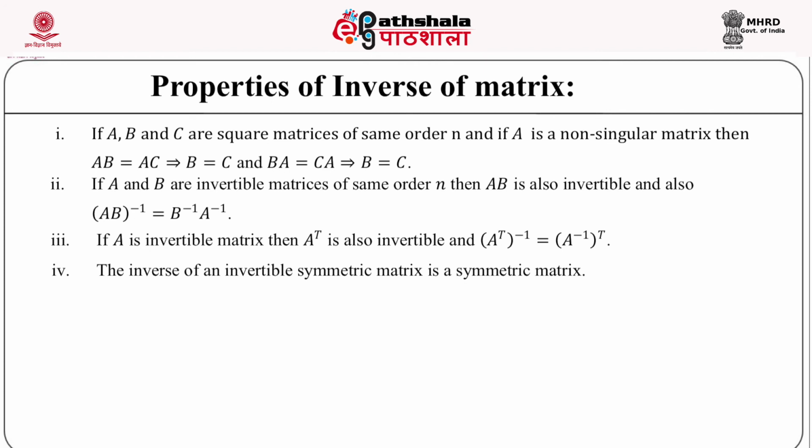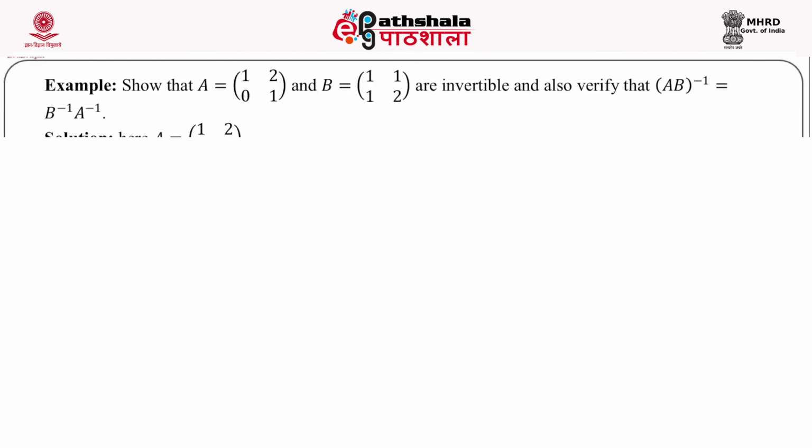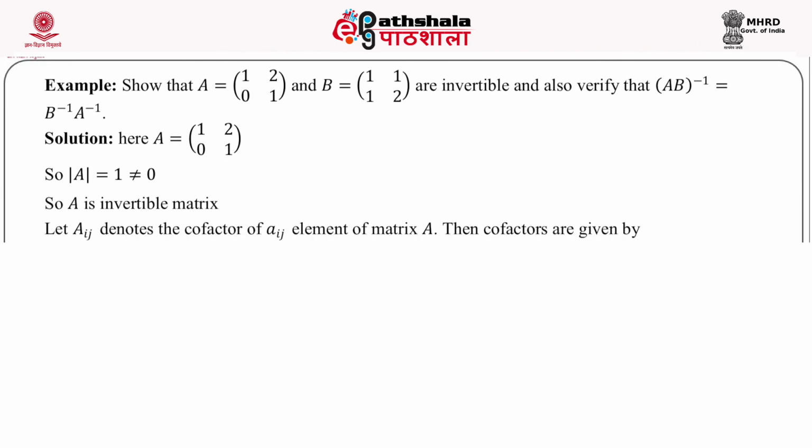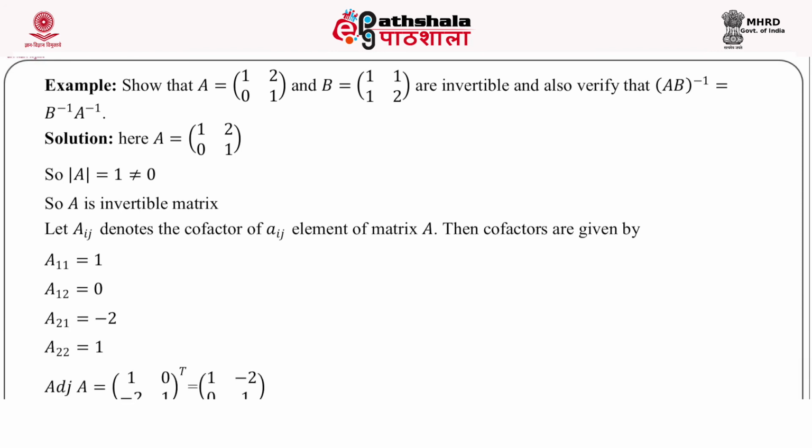If A and B are invertible matrices of same order n, then AB is also invertible, and also AB inverse is given by B inverse into A inverse. So the order will be reversed. If A is an invertible matrix, then transpose of A is also invertible, and inverse of transpose of A will be equal to transpose of A inverse. Inverse of an invertible symmetric matrix is a symmetric matrix.